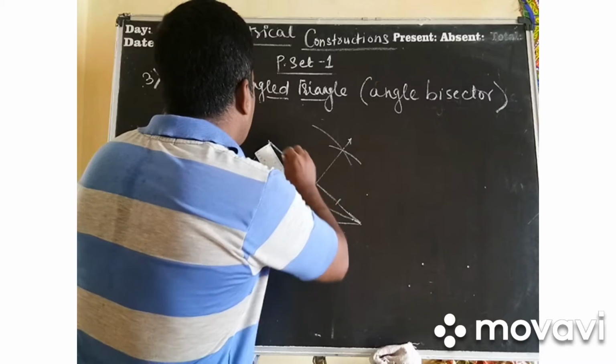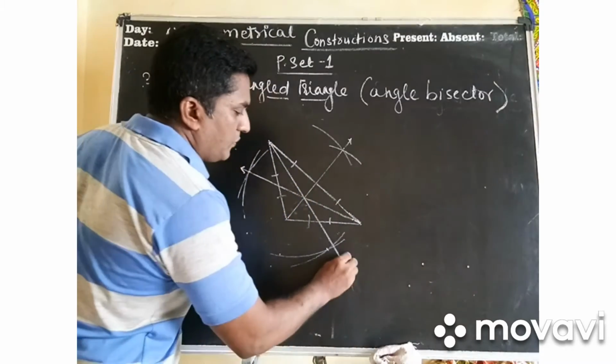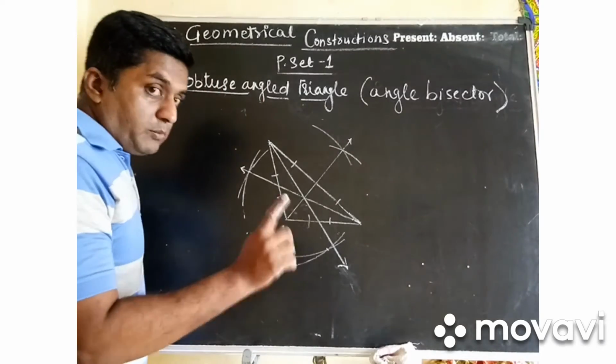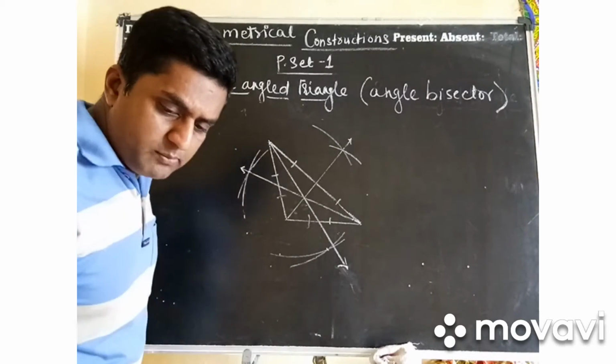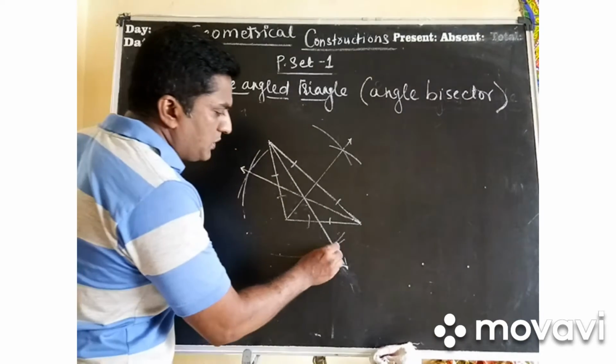Okay everybody? So if I try to connect it, see here, it has come somewhere here. Now see, there is a little bit of a problem because I am using a blackboard. This point is not very sharp. That is why somewhere it is missing.